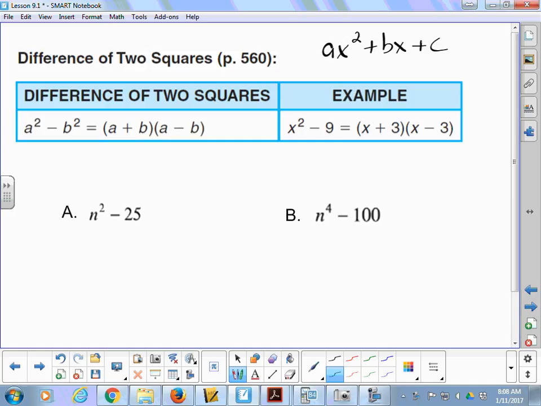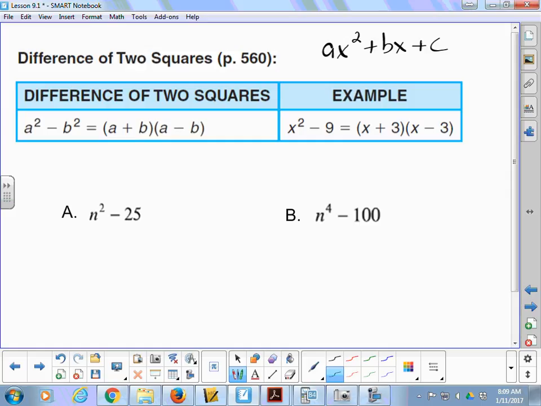And so it's important that, A, you know your squares. So 1 squared, 2 squared, 3 squared, 4 squared, and so on. And then B, this is really easy to factor once you see those two squares. If you see them, then it's as simple as doing the first thing squared plus the second thing squared, and the first thing that's squared minus the second thing that's squared. So the difference of two squares is really one of the easier things we do.